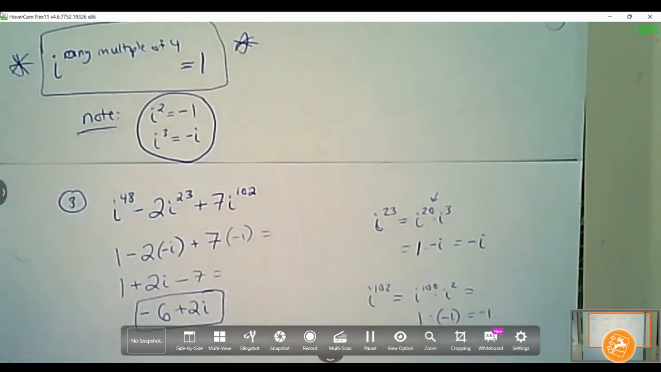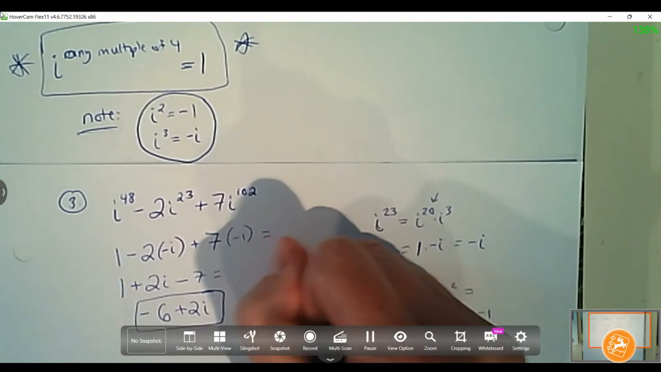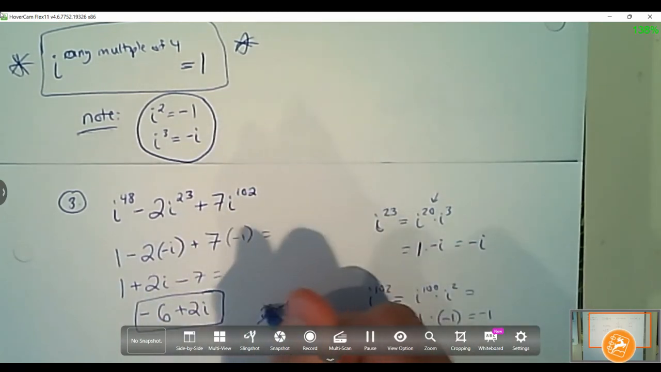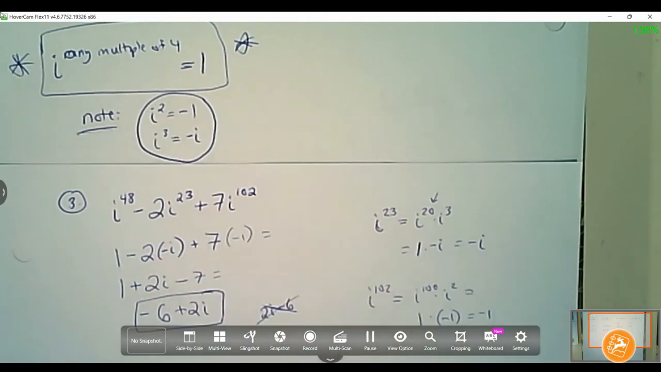And I didn't put in the directions standard form, but let's go for standard form. So if you wrote 2i minus 6, can you go ahead and rearrange that? 2i minus 6 is not wrong, but it's not standard form. So let's go ahead and put that in standard form. All right, and you'll get some more practice with that tonight.